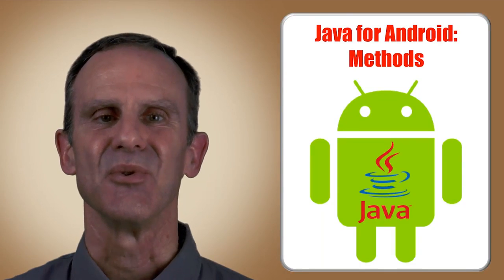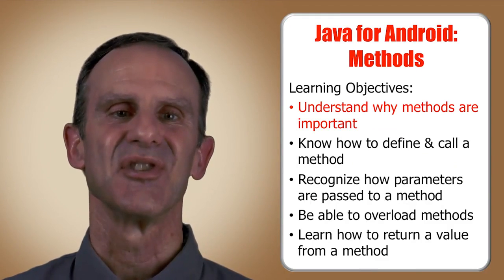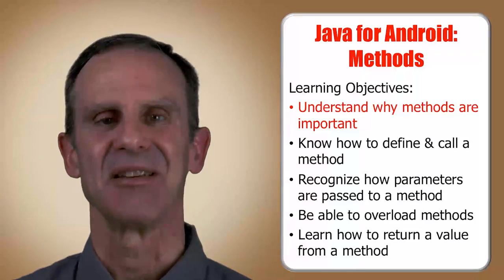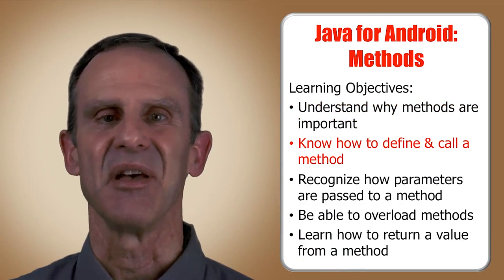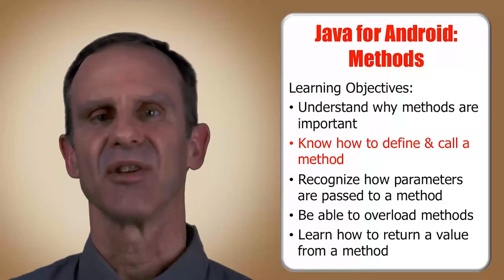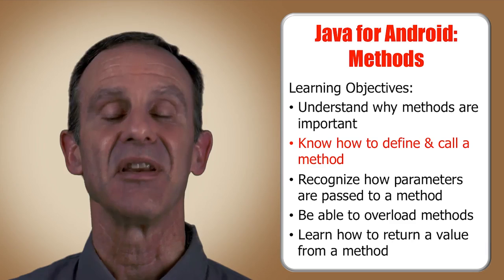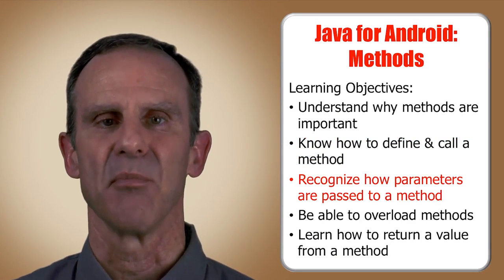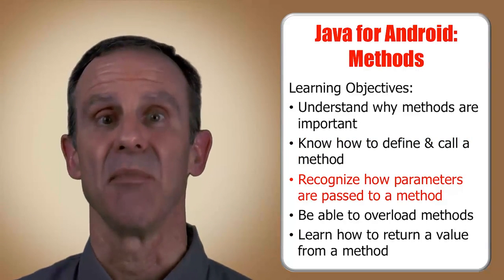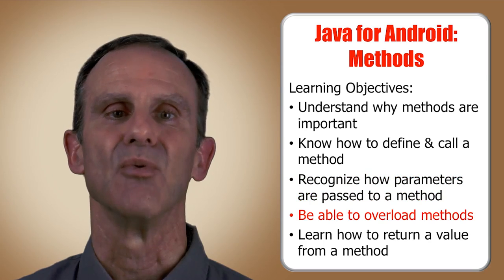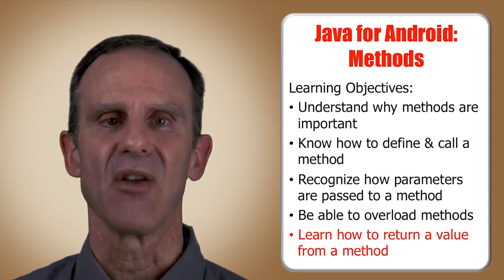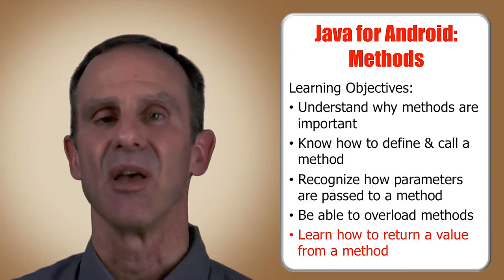This lesson introduced you to writing Java methods. Now that you have completed this lesson, you should understand the concept of a method and why methods are so important in Java programming. You should also know how to define a method and how it is called, as well as understand what actually happens when a method is called. Moreover, you should recognize how to declare parameters for a method and how parameters are passed to that method. In addition, you should be able to overload methods. Finally, you should know how to return a value from a method and how to specify the value that will be returned.